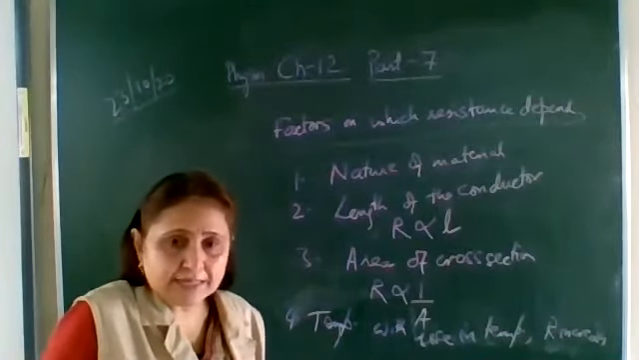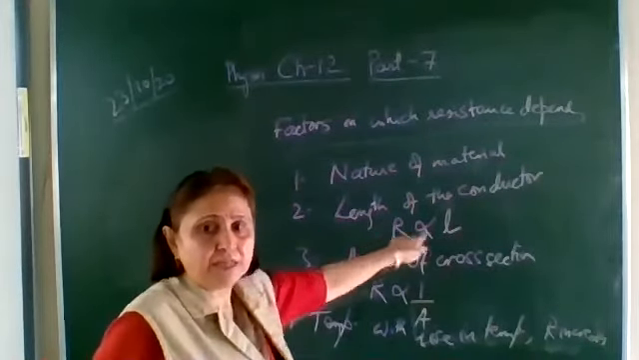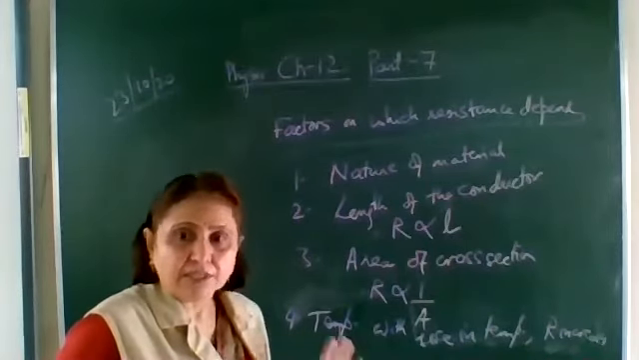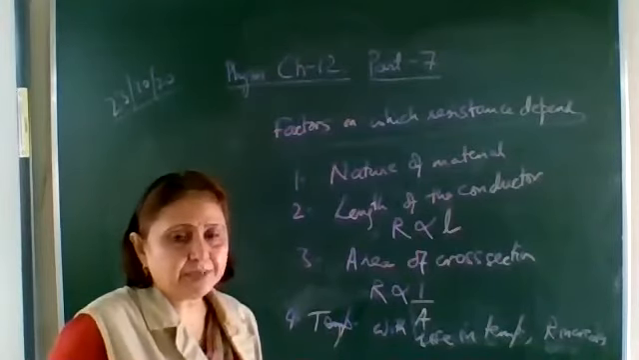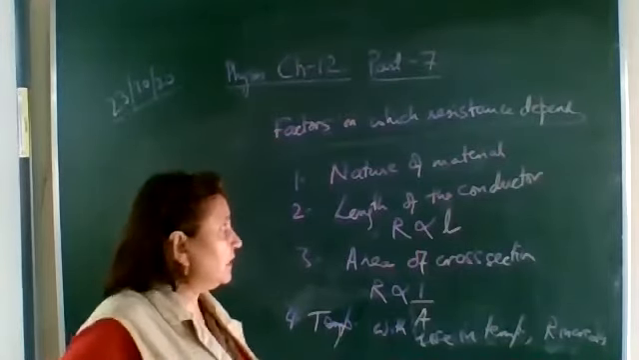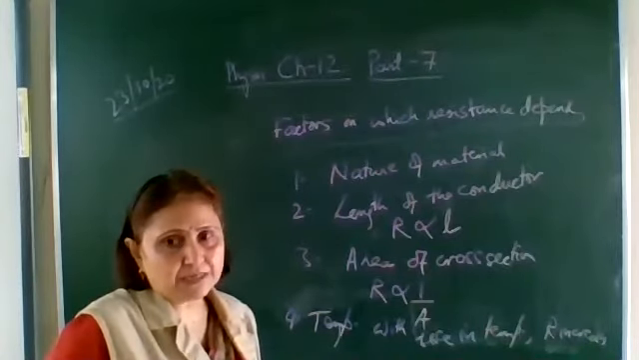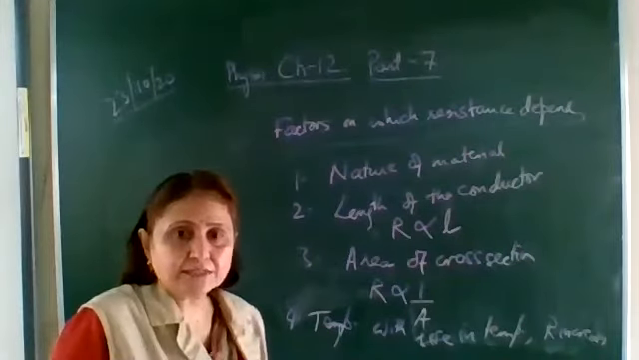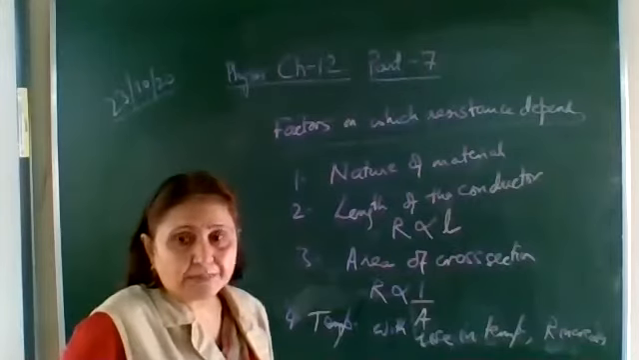But it is not directly proportional. Like here we have written resistance is directly proportional to the length: double the length, double the resistance. Not like that. Resistance depends upon the temperature, and with a rise in temperature, the resistance of the conductor increases. So these are the four factors on which the resistance of a conductor depends. You can note down all these four factors.